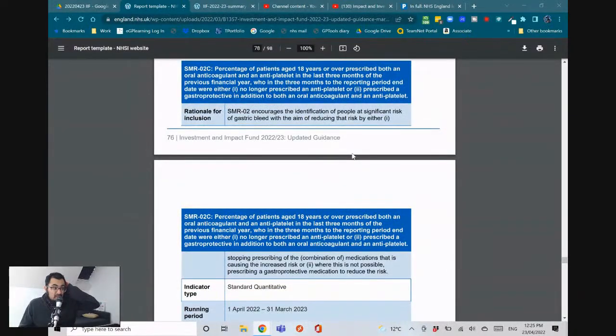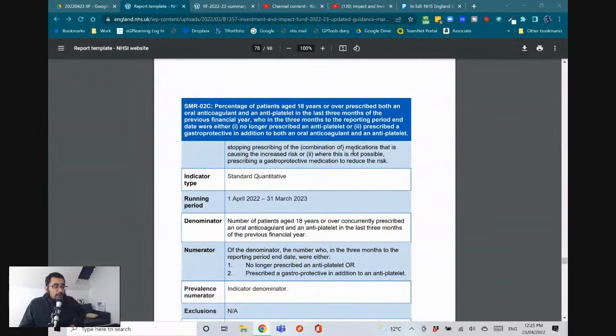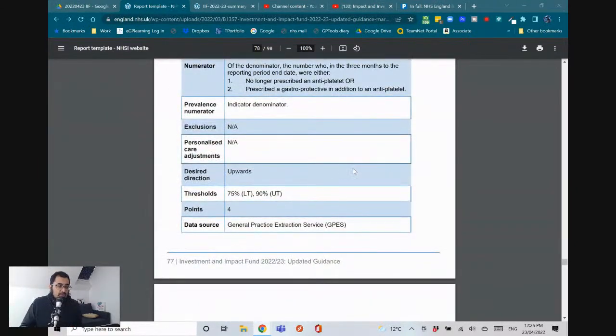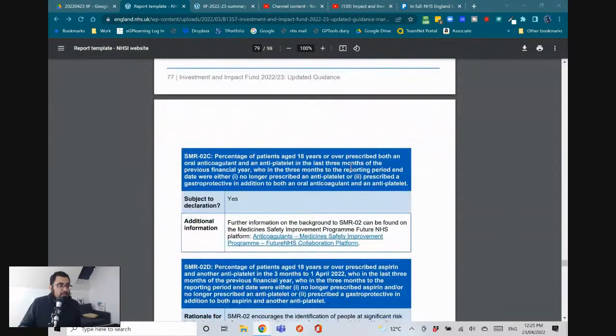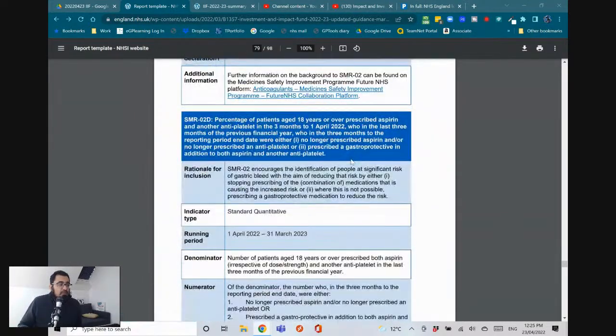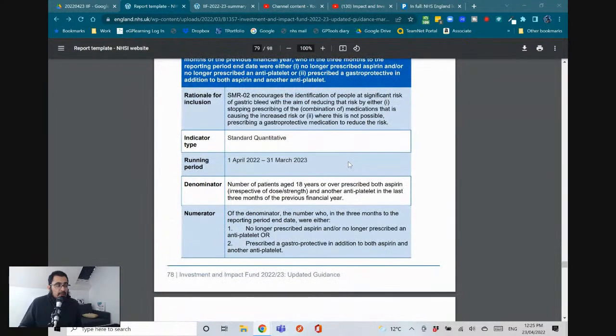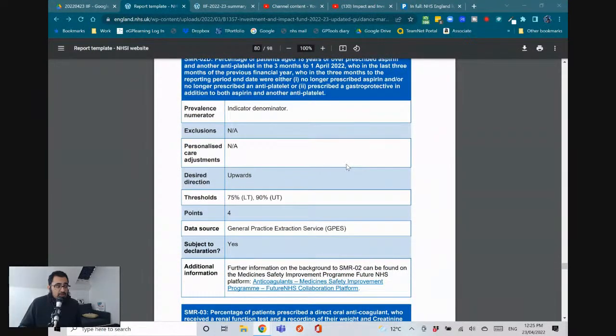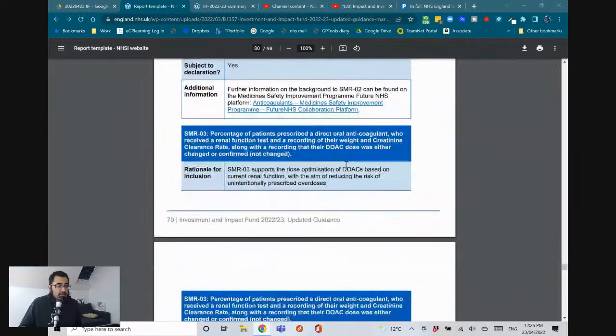SMR OTC, patients 18 or over prescribed both anticoagulants and antiplatelets, and again, reviews. Should be on a PPI ideally. If not, 75% lower threshold, 90% upper threshold, upward trend, 4 points, GPES service. Next, we're on patients 18 or over prescribed aspirin or other antiplatelet medications who in the last 3 months have been stopped or prescribed a PPI. Again, this is 75% lower threshold, 90% upper threshold, 4 points, GPES extraction service.